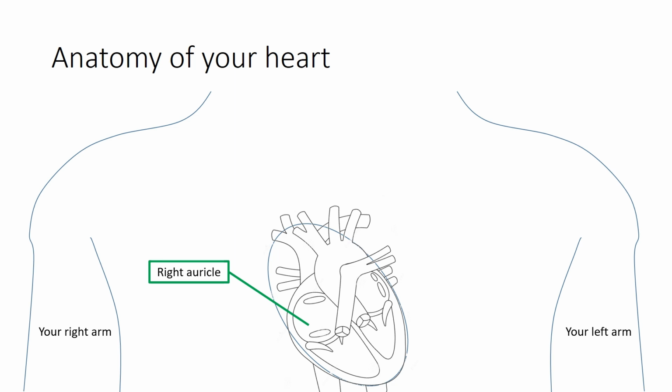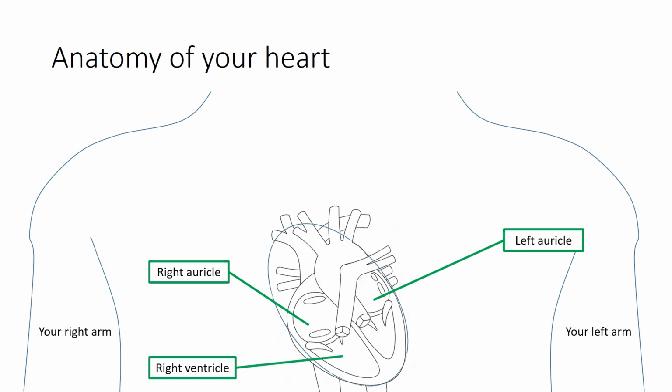Looking to the front of your body, here is your right arm and your left arm. And so the top right chamber is called the right auricle, and the top left chamber is called the left auricle. The bottom right chamber is called the right ventricle. The bottom left chamber is called the left ventricle.